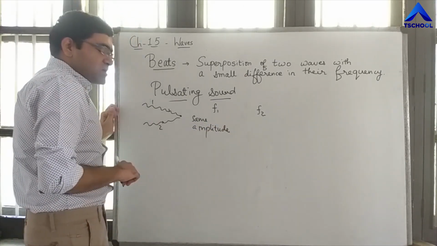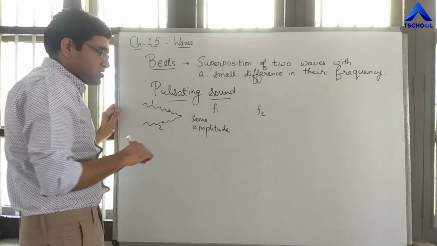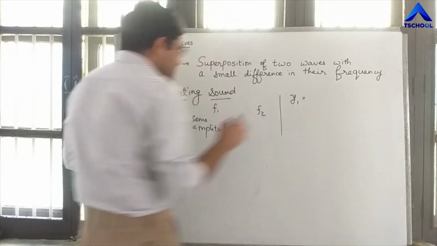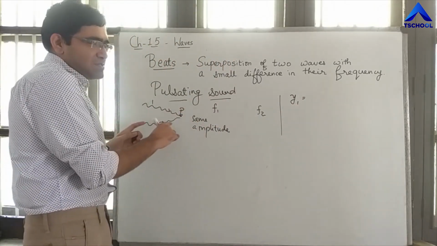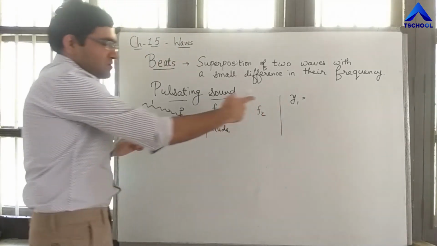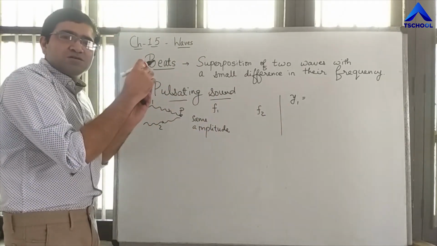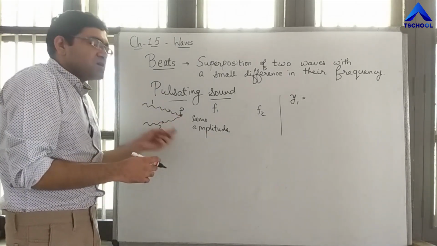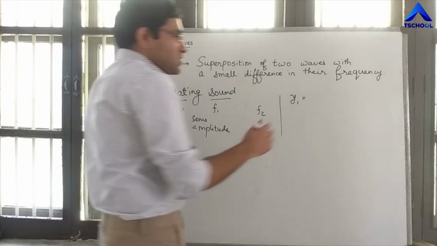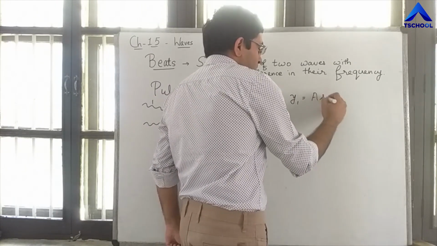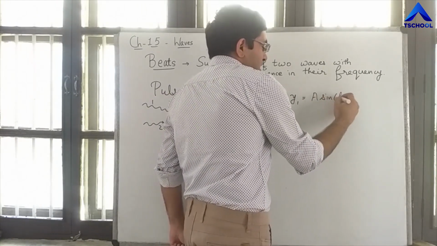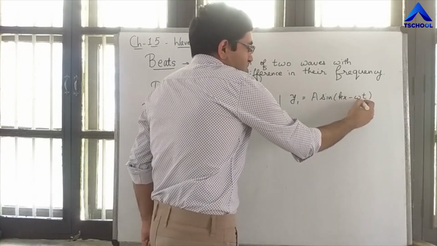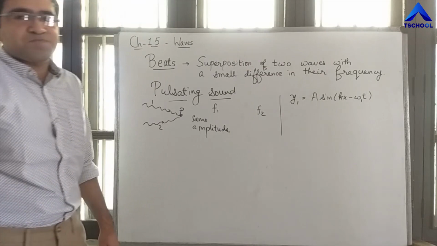So in that case, I can write the equation of the displacement of this particle P due to the first wave. So y1 stands for the equation of displacement of the particle P due to the first wave. That equation should look something of this form: y is equal to a sine (kx minus omega t), wherein I have to put omega 1 over here.